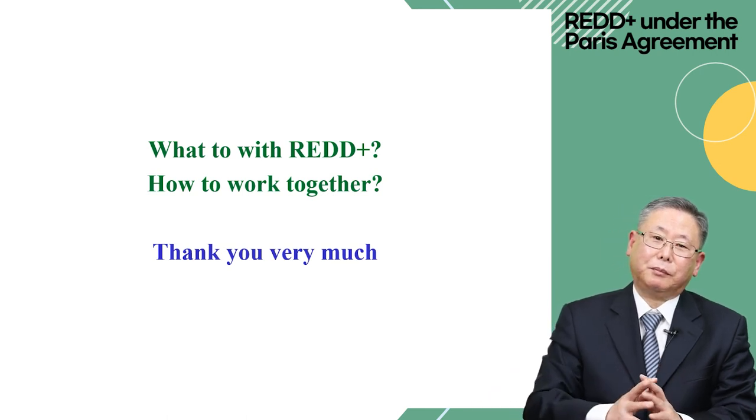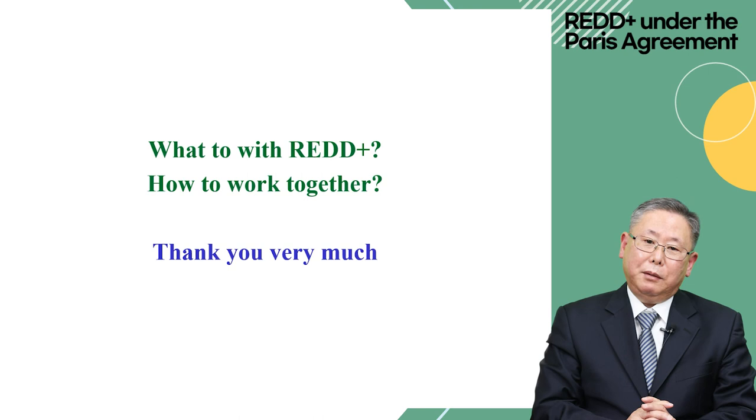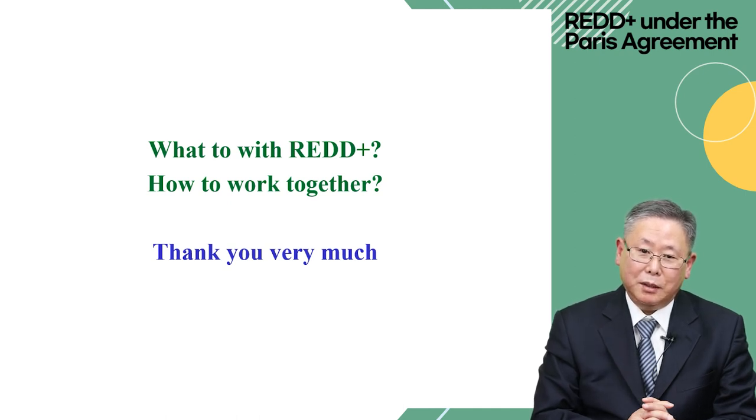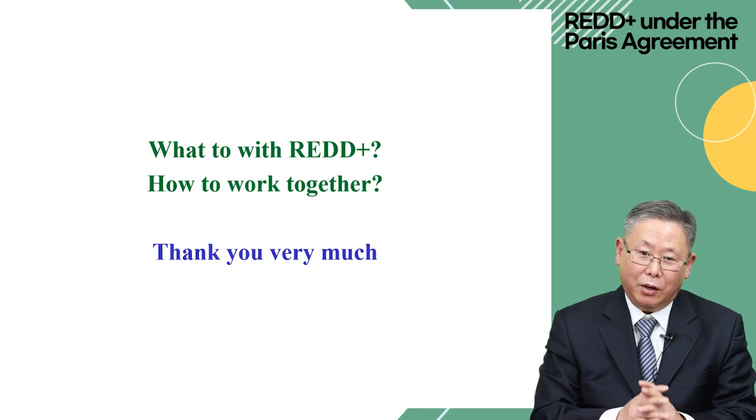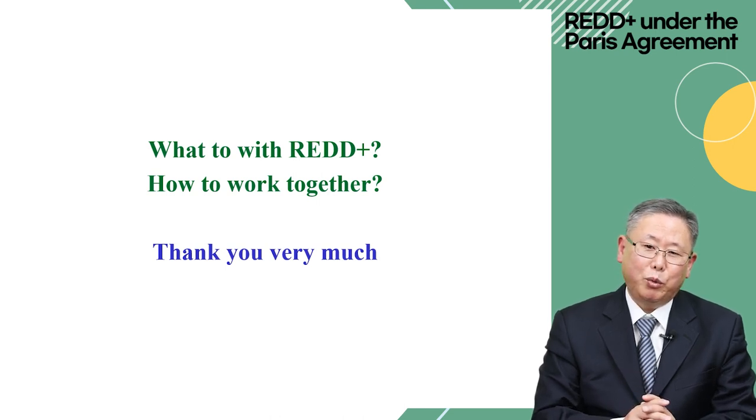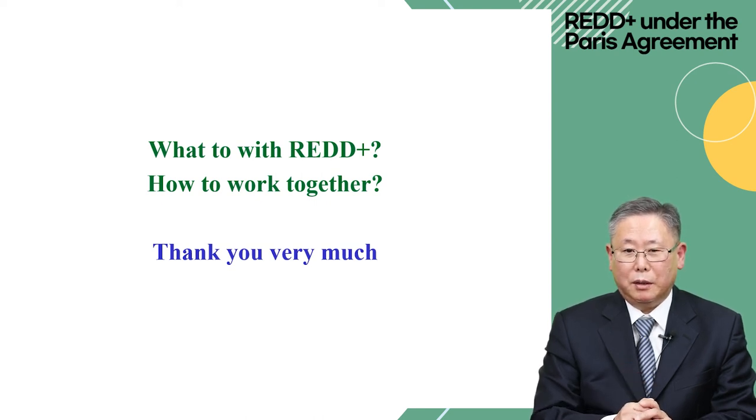But tree plantation is one good source. I didn't mention some of the issues and problems under this REDD. What to do with REDD plus? You have to think about it, and how to work together to maintain this clean environment. This is not easy, and there is no single solution. Tree planting is one of them, but not the only good solution.